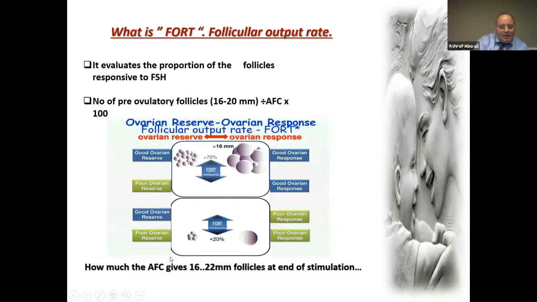The FORT actually is discussing how much the intrafollicular count will give, which is 16 to 22 millimeter follicles at the end of stimulation. So it is comparison between the initial expectation at the start of stimulation and what we find at the end of stimulation. If you find at the end of stimulation 70% from what you expect, more than 16 millimeter at the day of SCG, so you have a good FORT. If you find less, this is a bad FORT. And this is talking about the responsiveness of the patient.